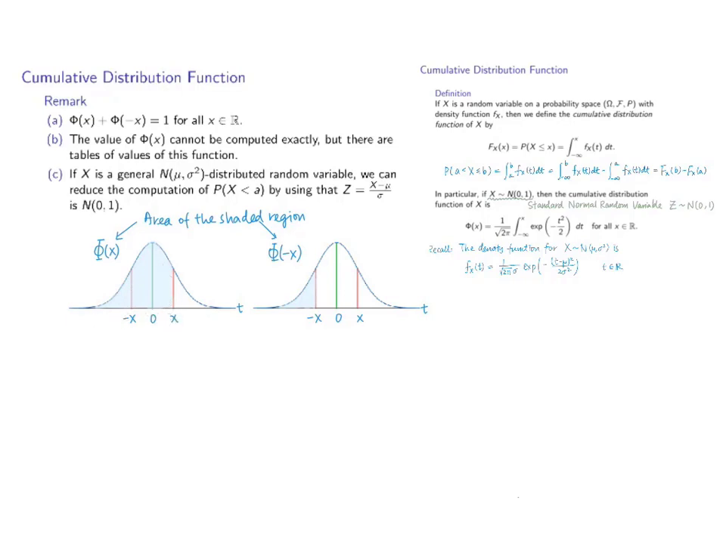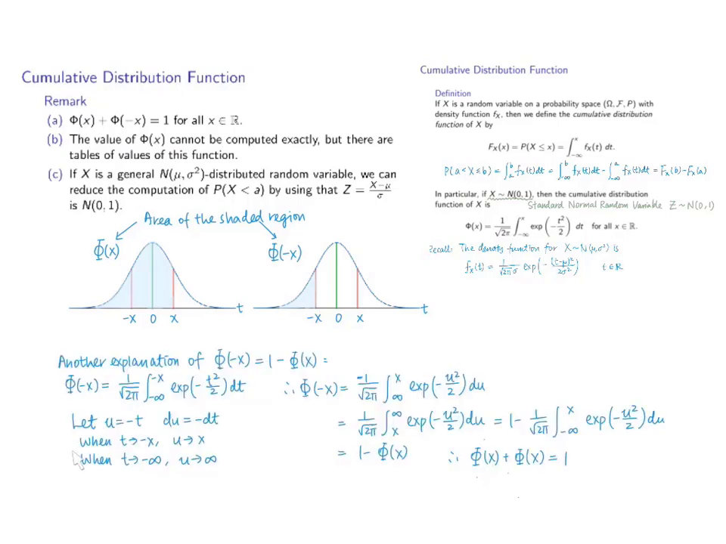Whereas phi of negative x represents the area of the region under the curve from t equals to negative infinity to t equals to negative x. Since this curve is symmetric, the area of this part is exactly equal to the area of the unfilled region here. Therefore, the sum of phi x plus phi of negative x is equal to 1. The following is another mathematical proof that the expression phi of negative x is equal to 1 minus phi of x. Please refer to it by yourself.